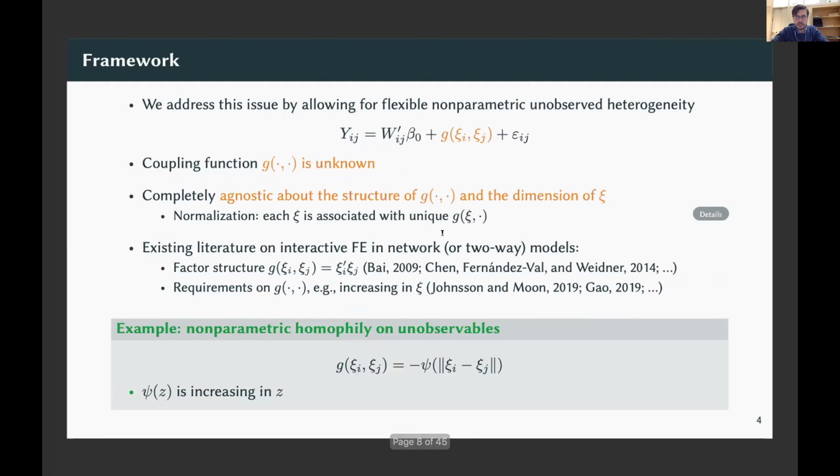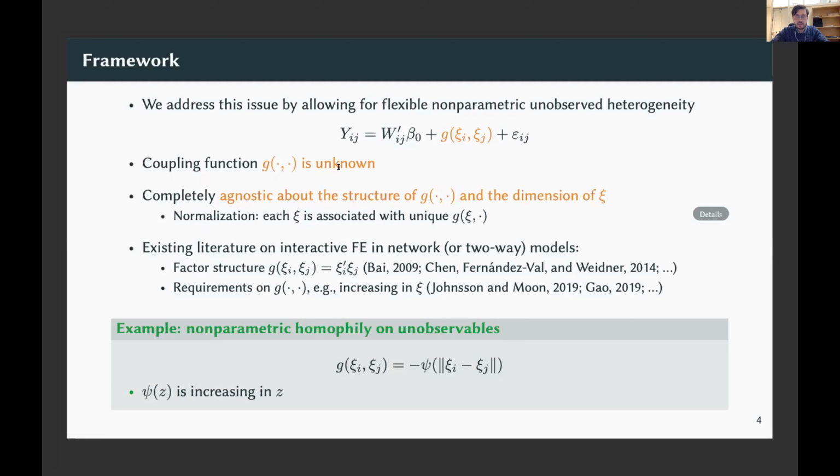I address this issue in my paper by allowing the agents' fixed effects, again Xi i and Xi j, to interact via some unknown coupling function G. Importantly, this coupling function G is an unknown object, and my approach is completely agnostic about the structure of this function G, and also about the dimensionality of the underlying fixed effect.